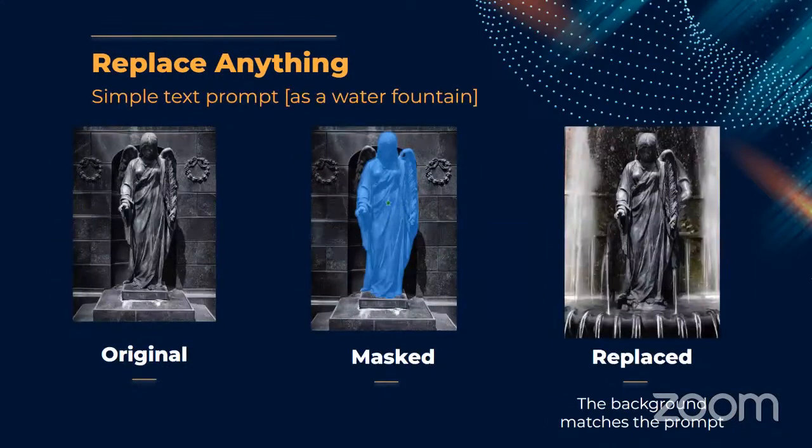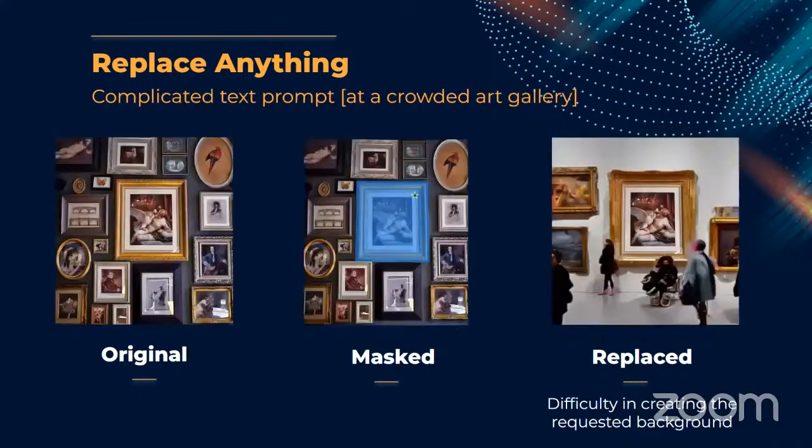Next. For the replace anything task, we tried with a simple text prompt. It worked well. For this angel statue, the background was replaced with a water fountain, and it did the job correctly.